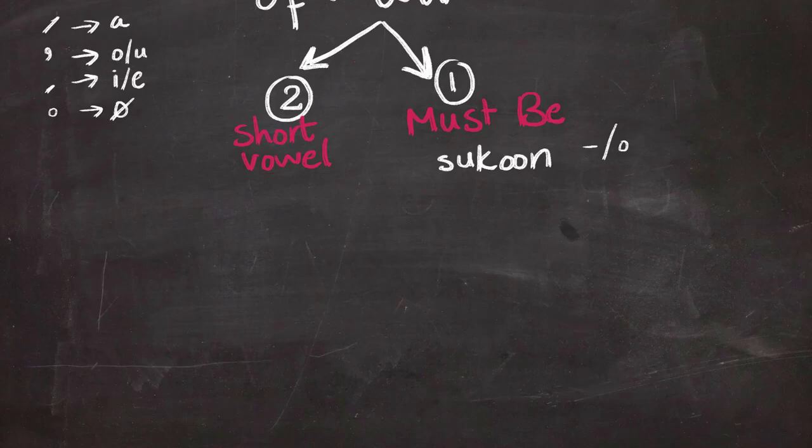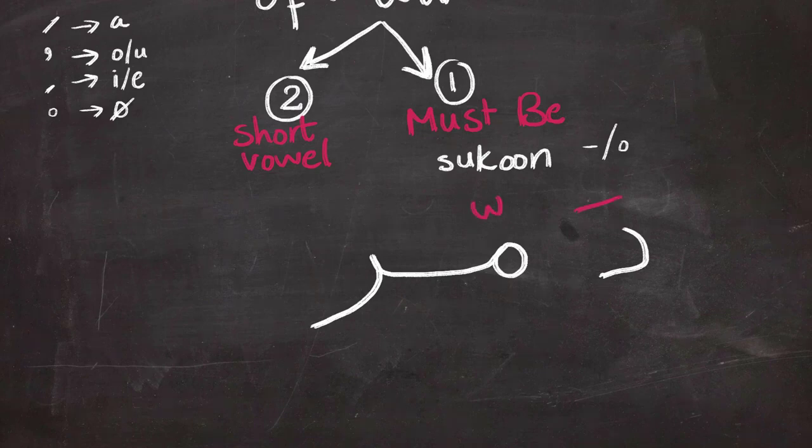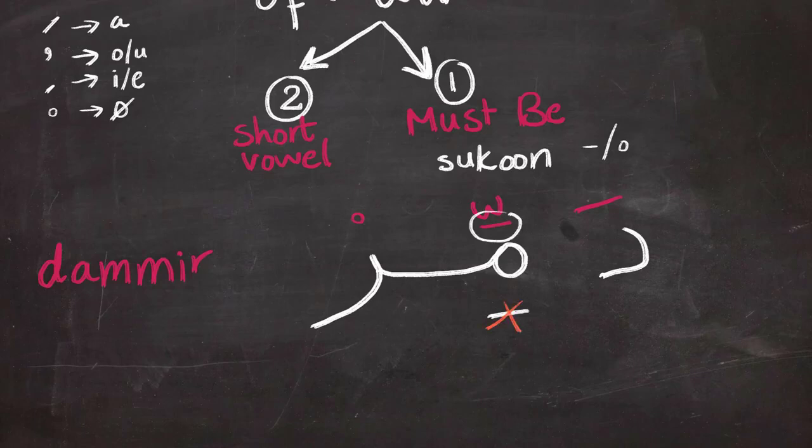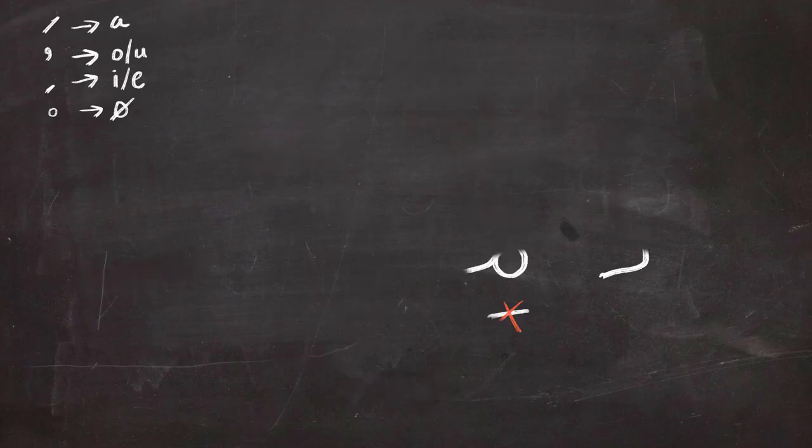So how does this look in a real example? A word that is made up of dal, mim, ra should be dammir. Dammir. The kasra under the mim is not really put under the mim, but underneath the shaddah. And dammir means destroy.